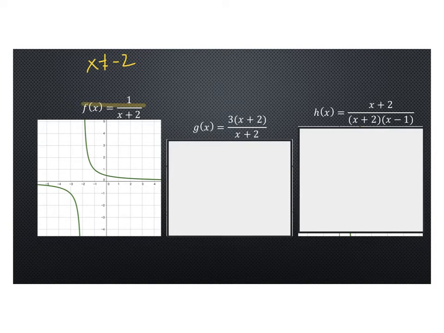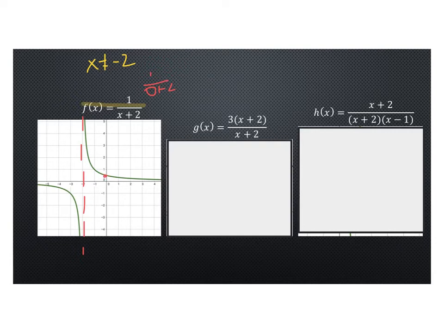So notice how in the picture, we don't have an x value that is -2. How do we find the y-intercept? Well, we would replace the x's with 0, 1 over 0 plus 2. So we should have a point on our graph at 0, 1/2.